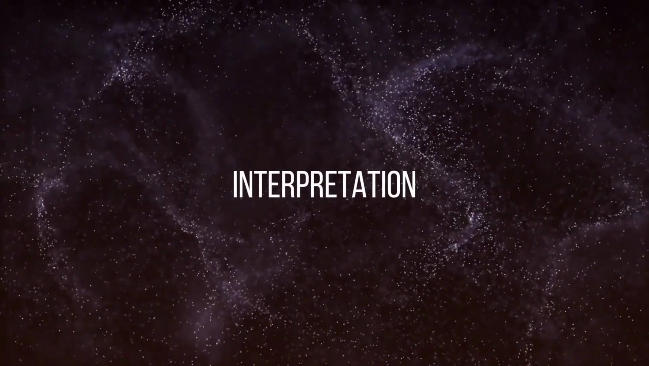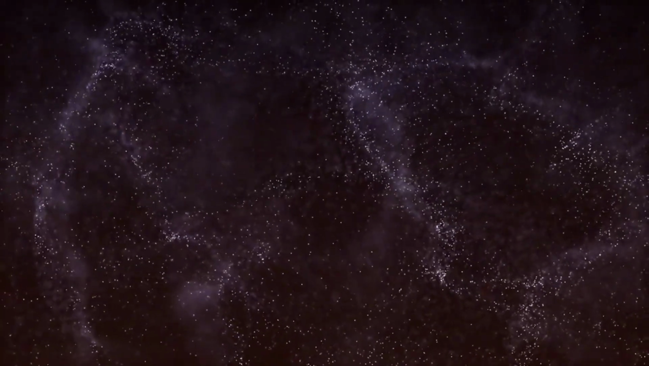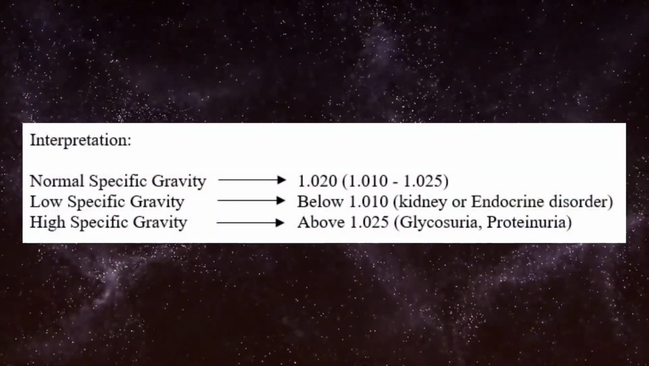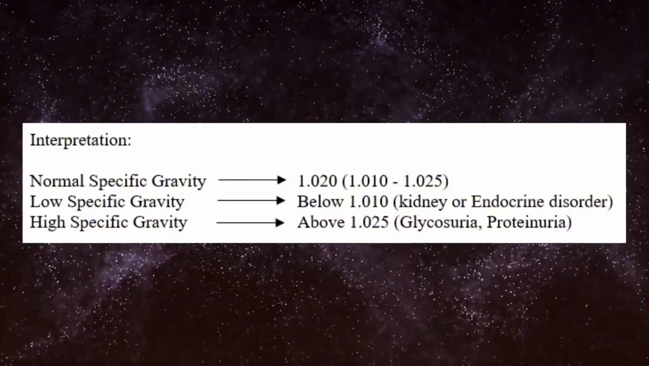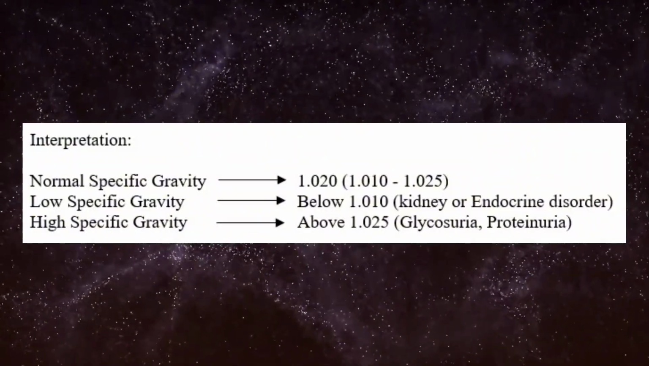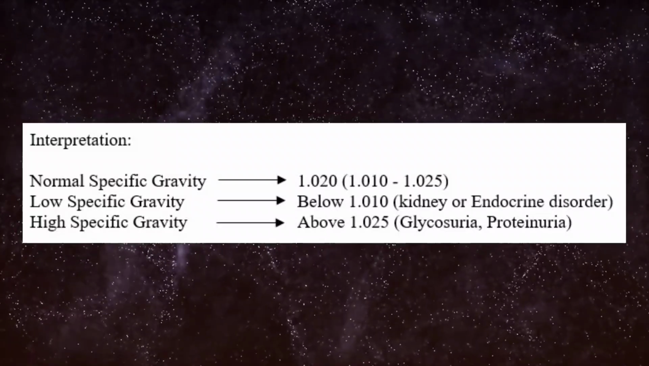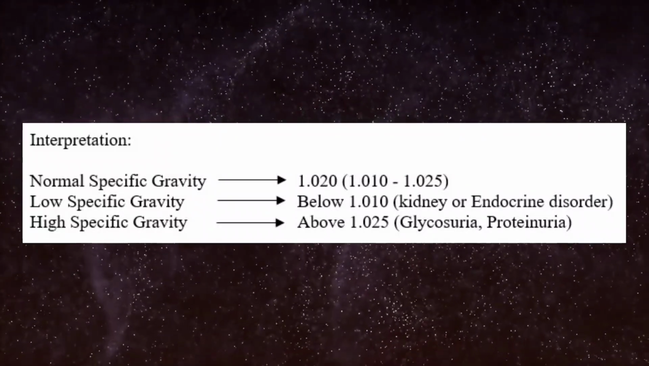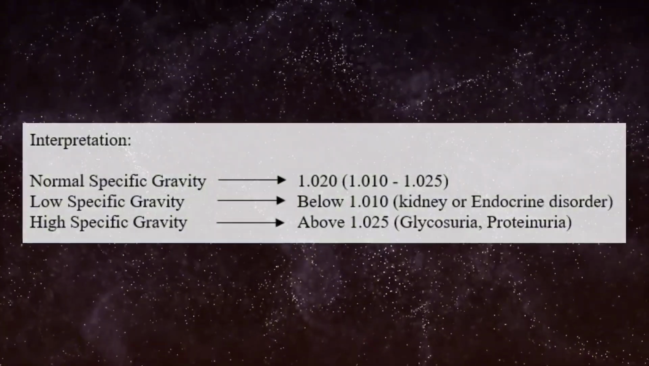The urine-specific gravity indicates the kidney's ability to either concentrate or dilute urine. A low specific gravity means the kidney is unable to concentrate urine, usually due to problems with the kidney or endocrine disorders, whereas a high specific gravity indicates the kidney is unable to dilute the urine, in conditions which cause glomerular dysfunction, giving rise to glycosuria and proteinuria, making the urine more concentrated with solutes.